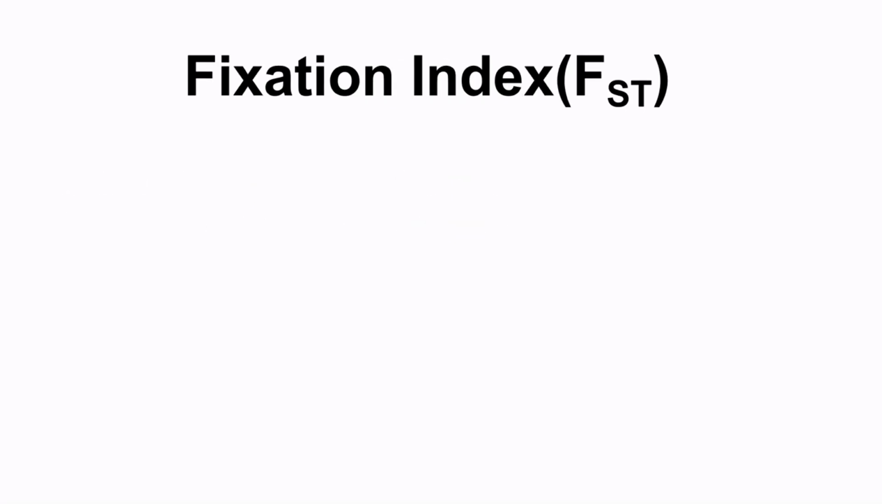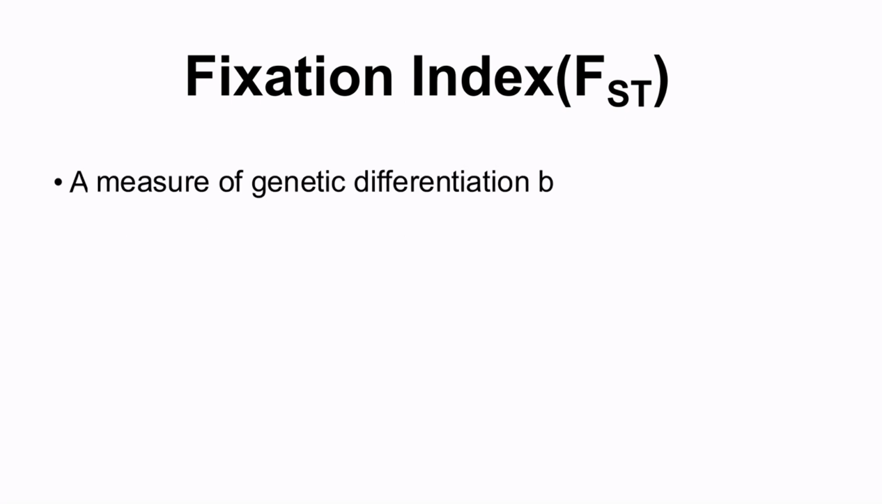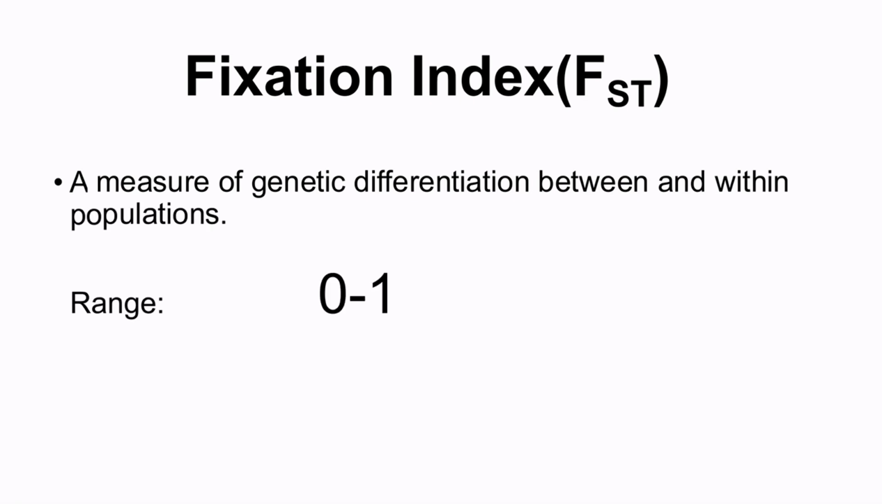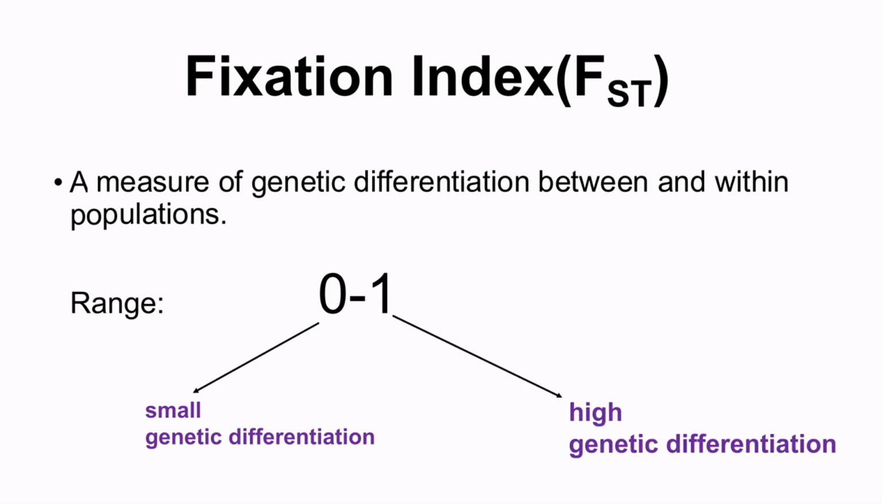FST stands for Fixation Index, and it is a population genetic statistic that is used to measure genetic differentiation between and within populations. FST values are usually between 0 and 1. A value of 0 indicates small genetic differentiation, and a value of 1 indicates high genetic differentiation.